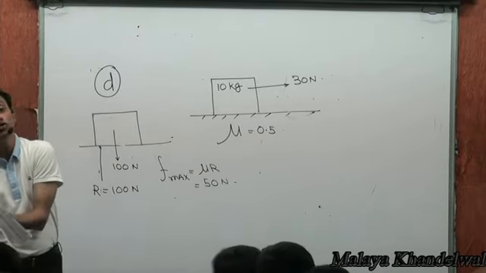I mean, just because it's capable of applying 50 newtons doesn't mean it will apply 50 newtons. It will apply any value from 0 to 50 newtons that will prevent relative motion. So it applies 30 newtons to the left. If this is increased to 40 newtons, this will become 40 newtons. If this becomes 48 newtons, this will become 48 newtons. When this becomes 50 newtons, this will become 50 newtons.